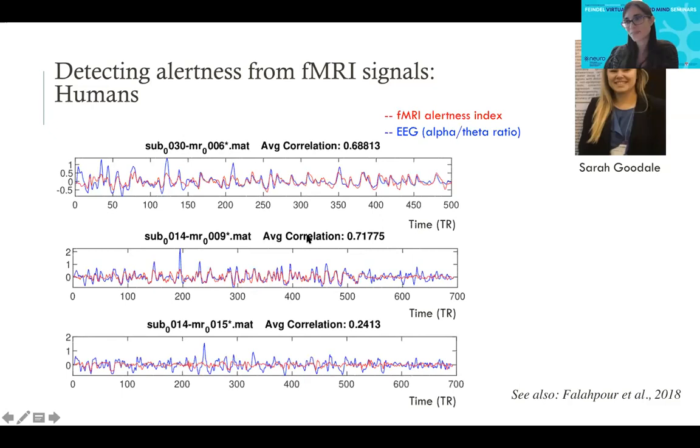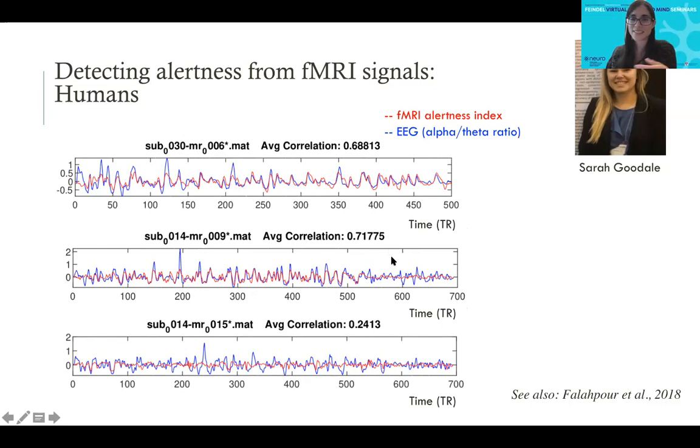So what you see here are three different scans. And in red are the estimated fluctuations in alertness based on that template projection method I showed. So we got them independently of the EEG. And then in blue here are the actual measured levels from the EEG that we overlaid for comparison. And I showed two scans here that did really well, so it's great.